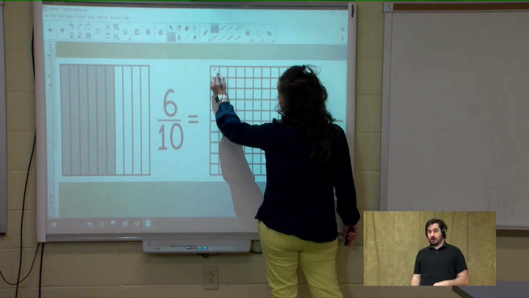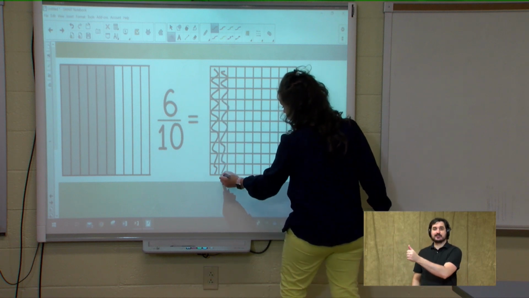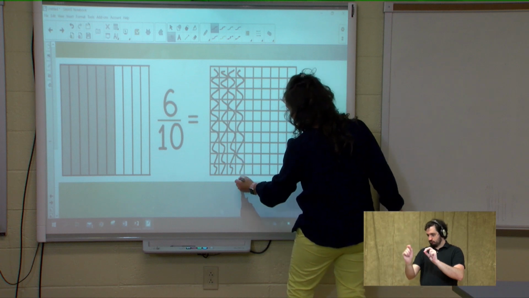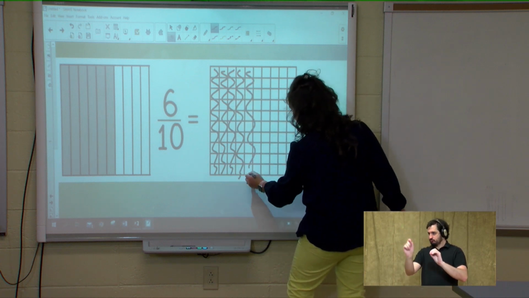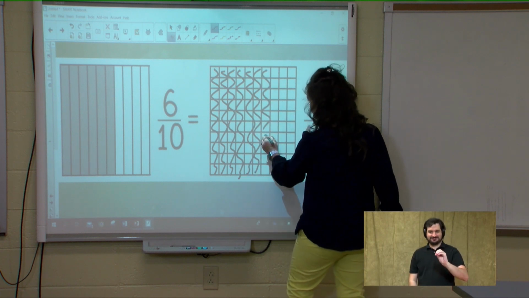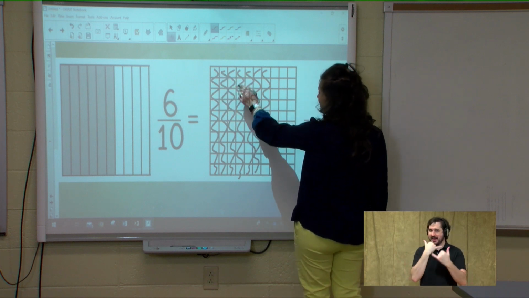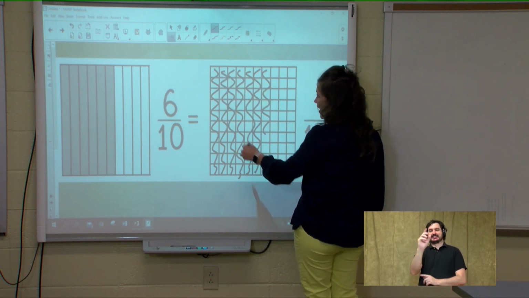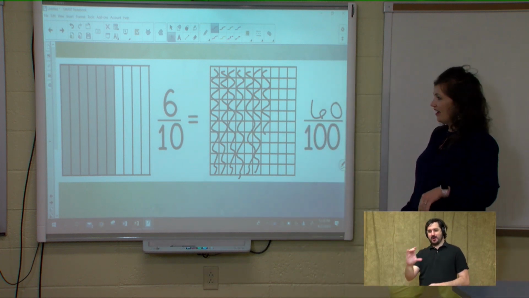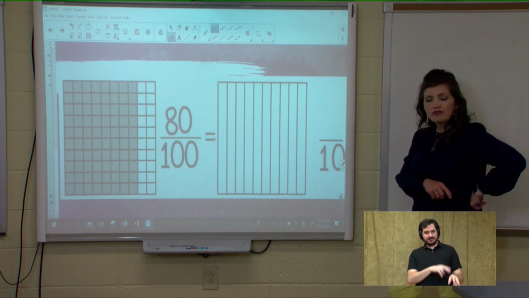6 columns. So this would be 10, 20, 30, 40, 50, 60. Oh, I got ahead of myself. We would only shade 6 columns, and how many hundredths would that be? 60 hundredths. Very good. All right, let's look at our 80 hundredths over there.